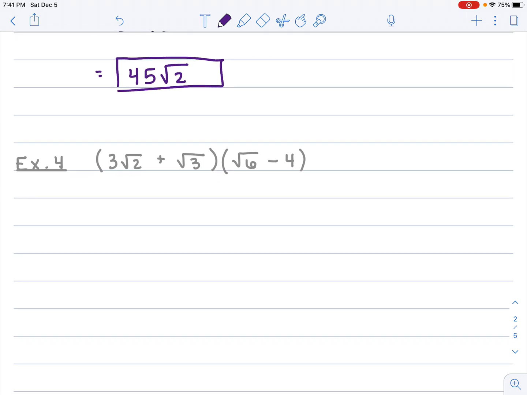All right, up next we have a combination of operations. We're doing multiplication and addition and subtraction here. With this problem, we've got in the first parenthesis 3 radical 2 plus radical 3, times in the second parenthesis radical 6 minus 4. What we're going to do here is FOIL. The first one is 3 radical 2 times radical 6. We're also going to do 3 radical 2 times negative 4.